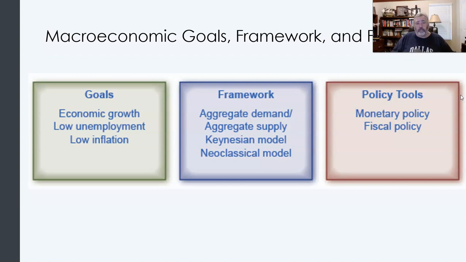We want unemployment to be at something we call the full employment rate. We'll talk about what that is, but that's about 4.5%, 5%. We're under that right now, but that's more because of labor force participation. We'll talk about that in the next chapter or two. And then we want inflation to be lower. Typically, we want it to be about 2%.